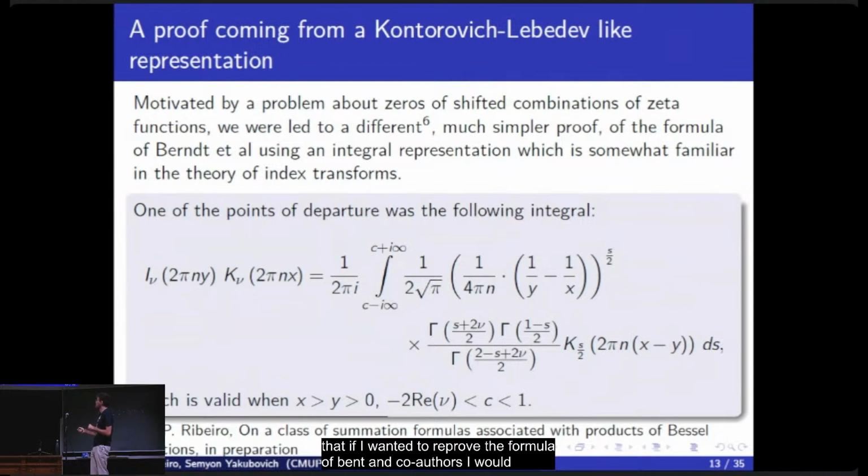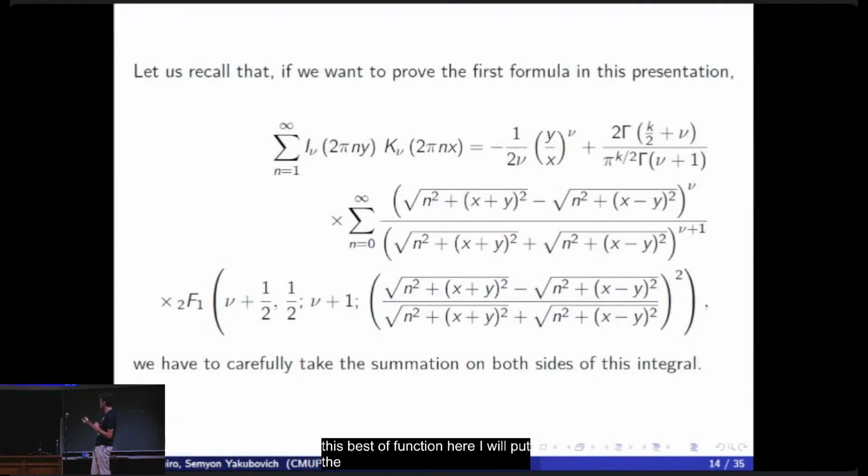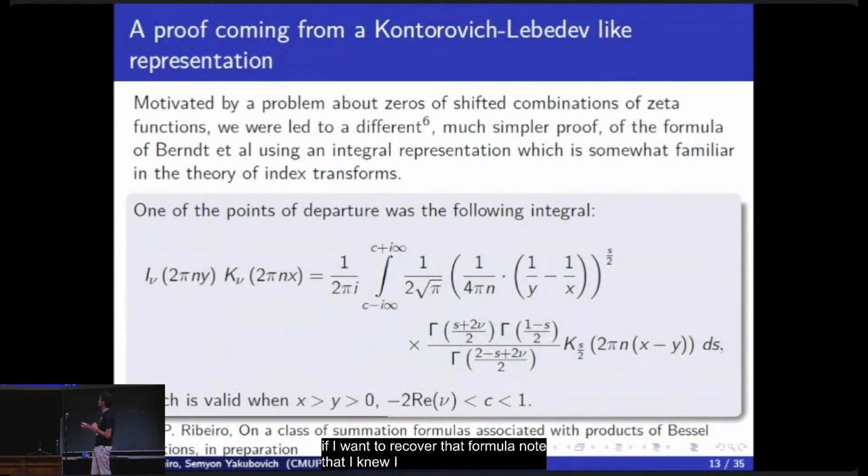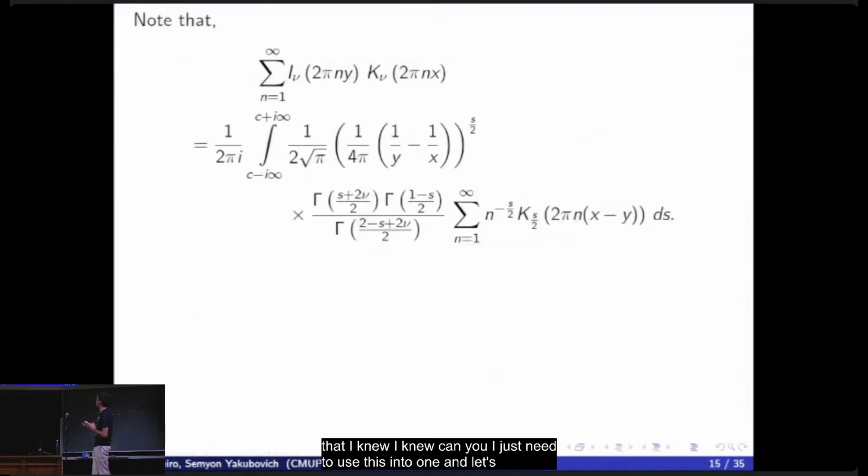So I immediately thought that if I wanted to reprove the formula of Berndt and co-authors, I would put a sum here on the left-hand side, justify the interchange between the sum and this complex integral, and then sum over n this guy here and this Bessel function here. So if I want to recover their formula, note that I sum I nu K nu. I just need to use this integral, and let's see what we get.